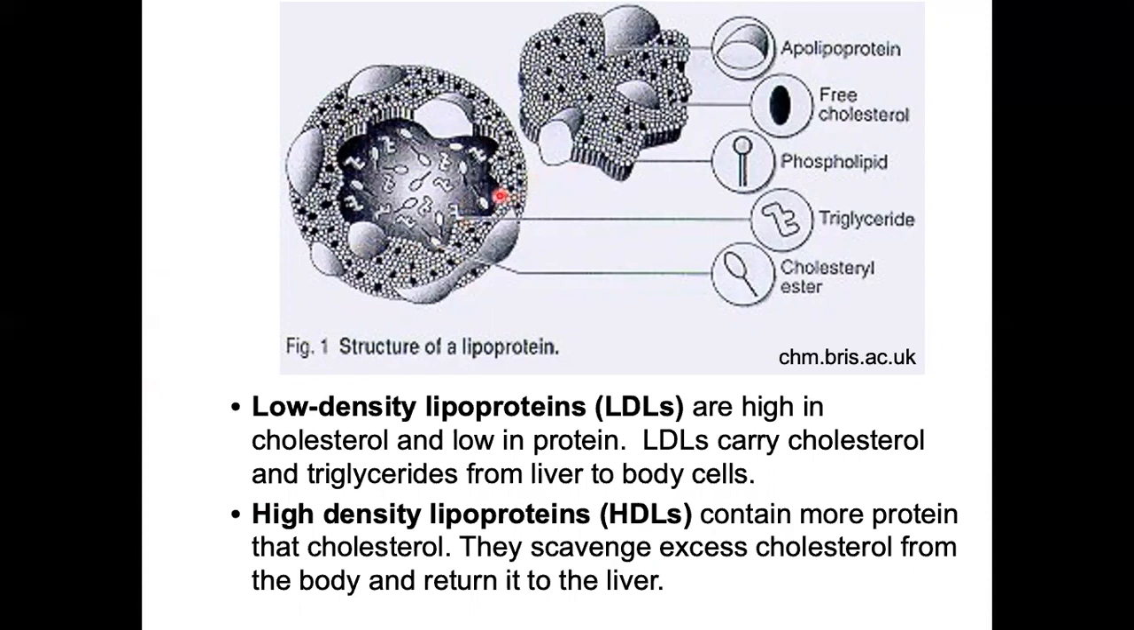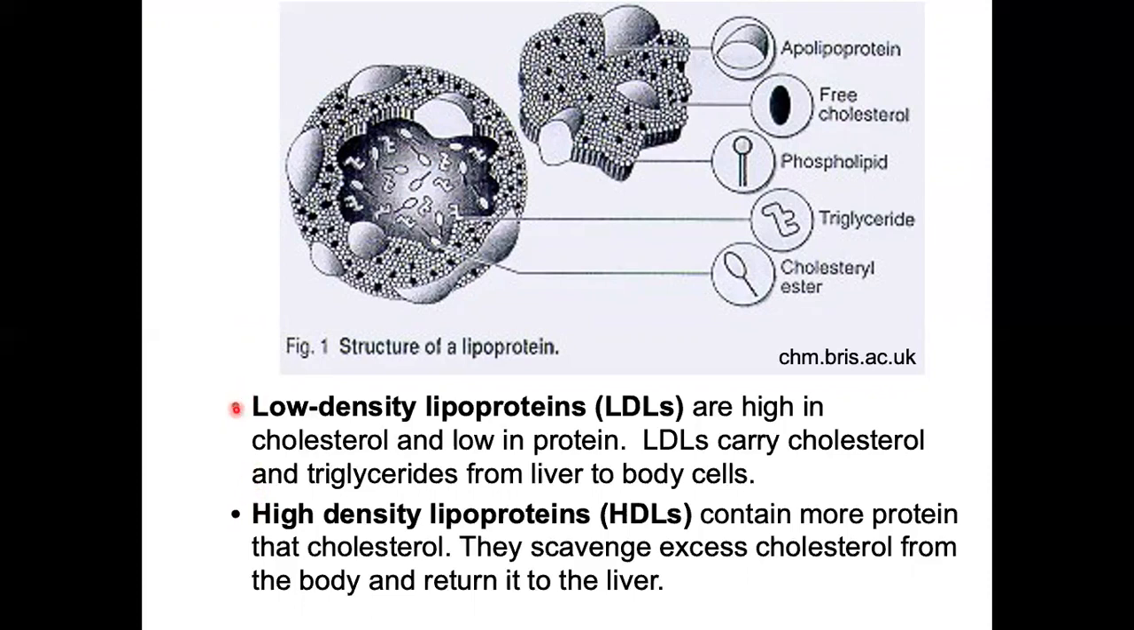Notice that it is made up of phospholipids. If you look at it closer, here are the phospholipids, and here is free cholesterol embedded. The little black dots are free cholesterol. Then you have these huge apolipoproteins. And inside, in the core, you have triglycerides and cholesterol esters. We have very low density lipoproteins, low density lipoproteins, and high density lipoproteins.